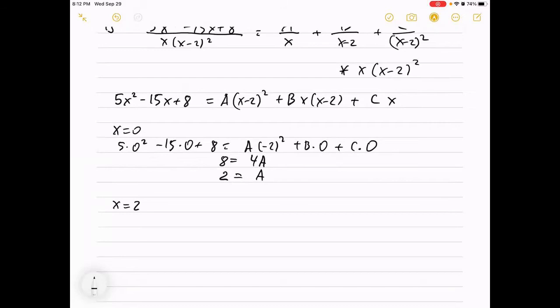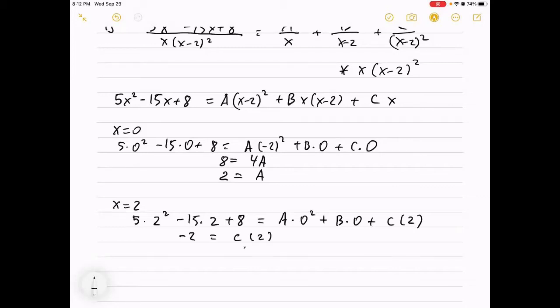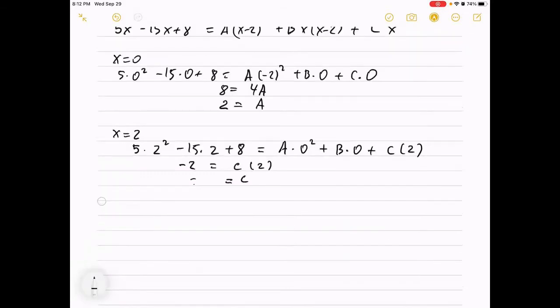Now, because we have the expression x minus 2 squared, it makes sense to substitute x equals 2. So we substitute x equals 2, and we get 5 times 2 squared minus 15 times 2 plus 8 on the left. The expression on the right becomes A times 0 squared plus B times 0 plus C times 2. We calculate the left: 20 minus 30 plus 8 is negative 2. So negative 2 equals C times 2, and we conclude that C equals negative 1.